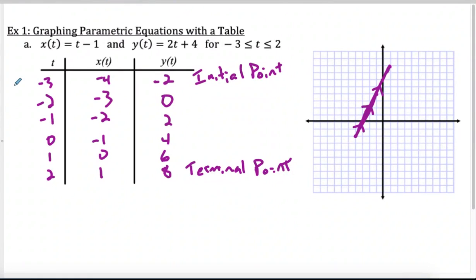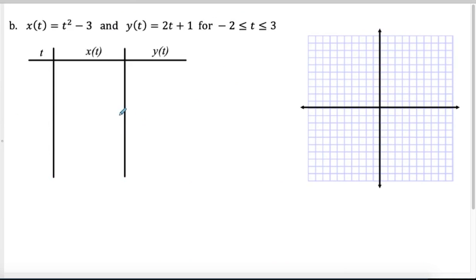So let's try a couple more. On this one, our t values go from -2 to 3. So I'm going to be plugging in -2, -1, 0, 1, 2, and 3. And this time, my x equation has t squared minus 3. So if I plug -2 in, -2 squared is 4, 4 minus 3 is 1. If I plug -2 in for y, 2 times -2 is -4, plus 1 would be -3. So that means the point 1, -3 is on the graph, and we would say that this is the initial point.